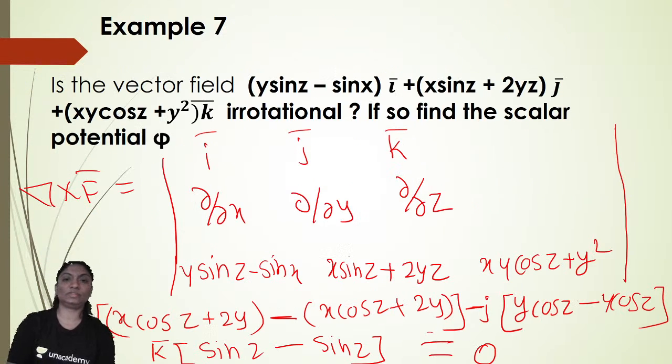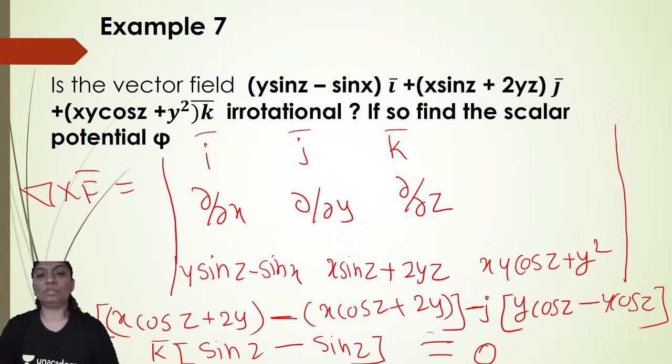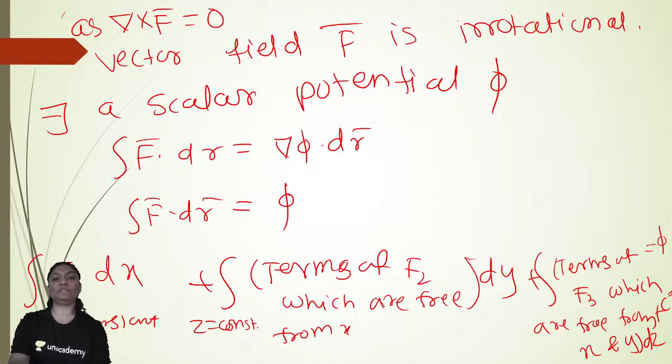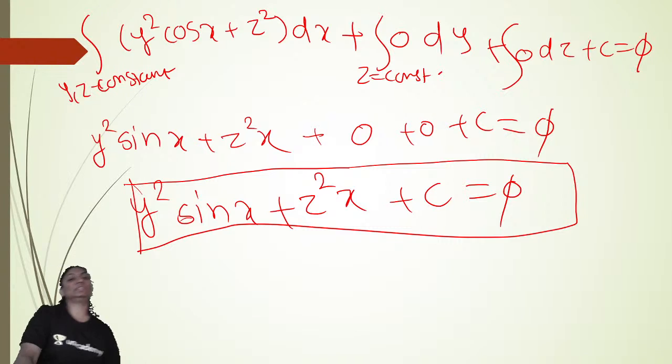And the vector field F bar is given. Okay, so here we will find out how to find the scalar potential if irrotational. Okay, I hope you are clear here how to find the scalar potential of the given function. The function phi is given.